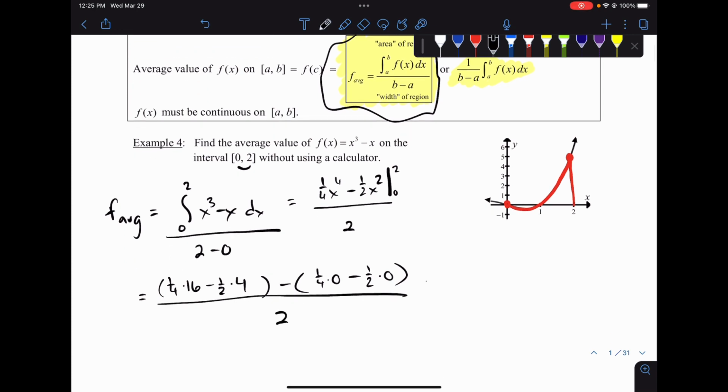So what do I end up with? 1/4 times 16 is 4. Minus 1/2 times 4 is 2. The rest of that becomes 0, divided by 2.